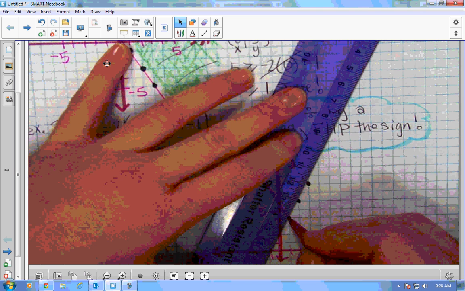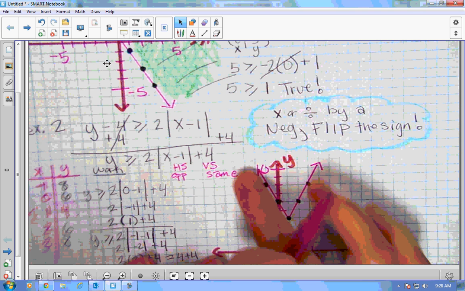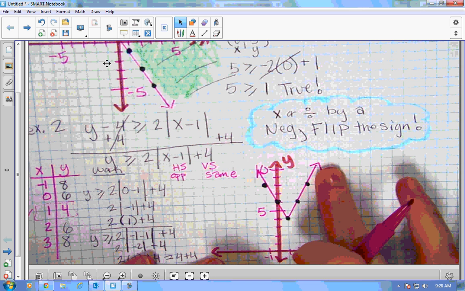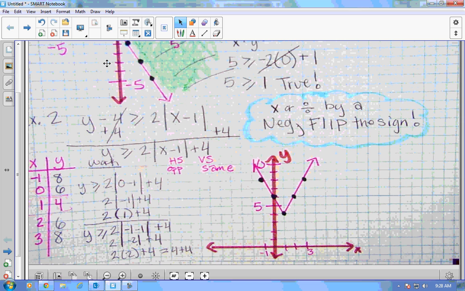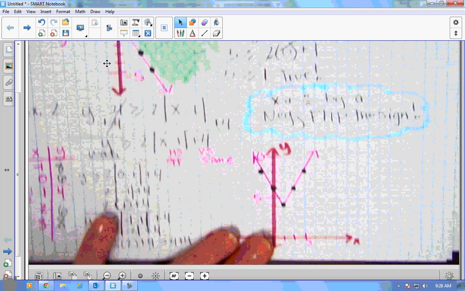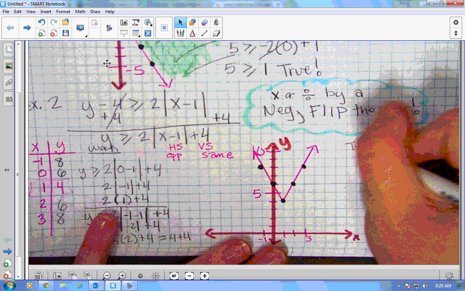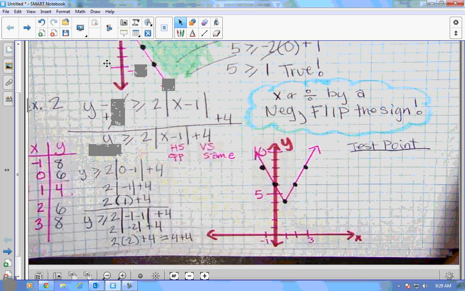Now there are two different places we can shade. We can either shade on the outside of the V, or we can shade on the inside of the V. We have to determine which one. We determine which one by picking a test point. We plug it in and determine if our statement is true or false.